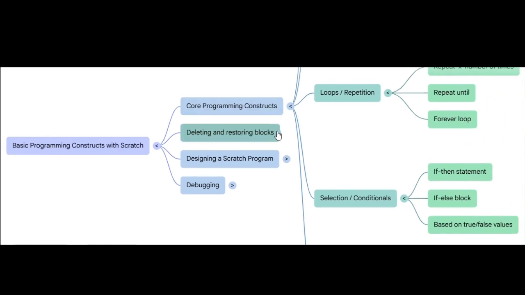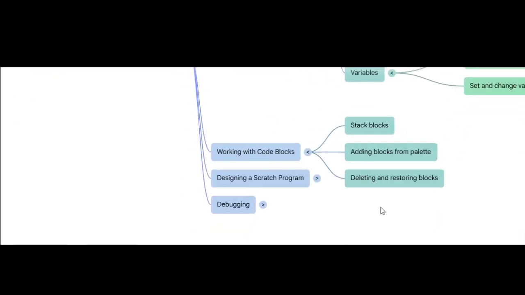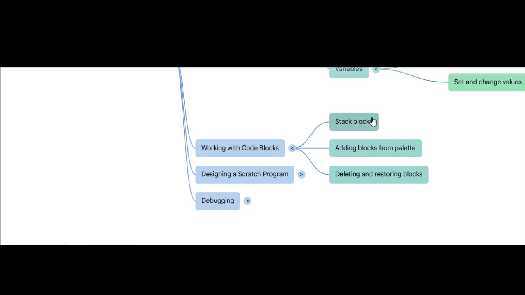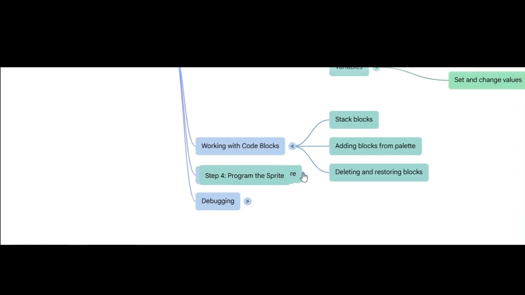Working with code blocks. Now, how do we build? In Scratch, we use stack blocks to create logic. You can easily drag blocks from the palette to your workspace, delete them if you change your mind, or even restore them if you make a mistake.